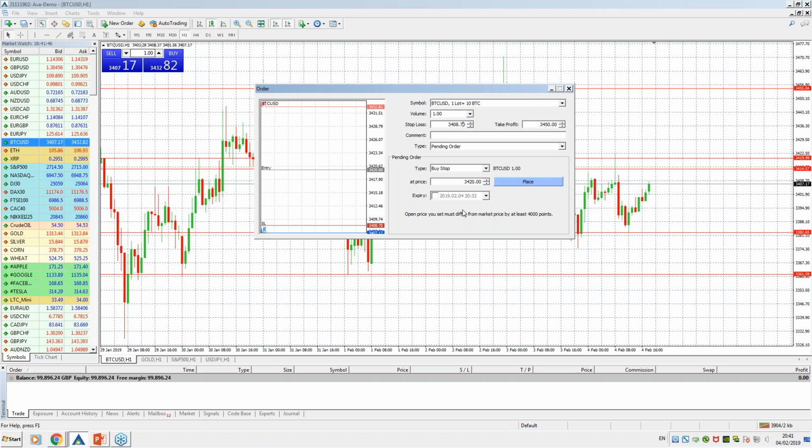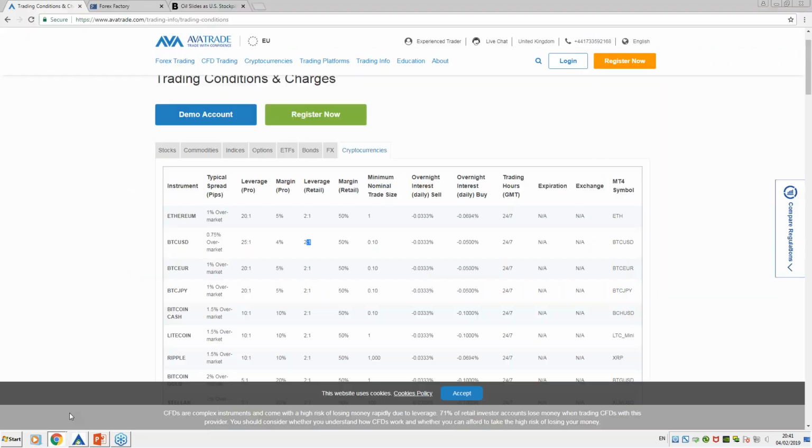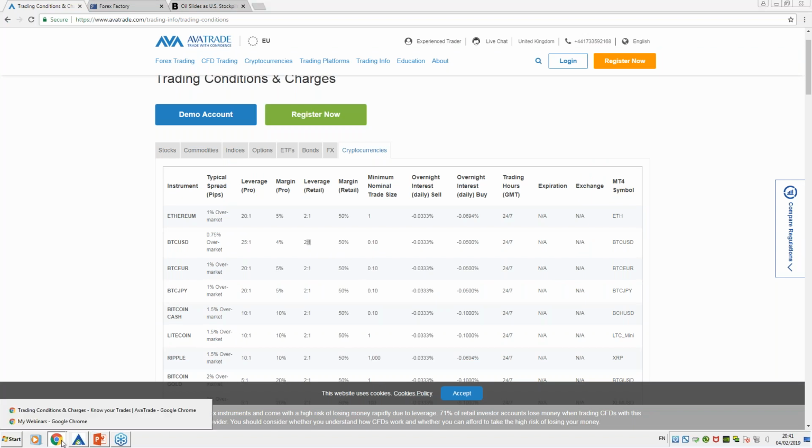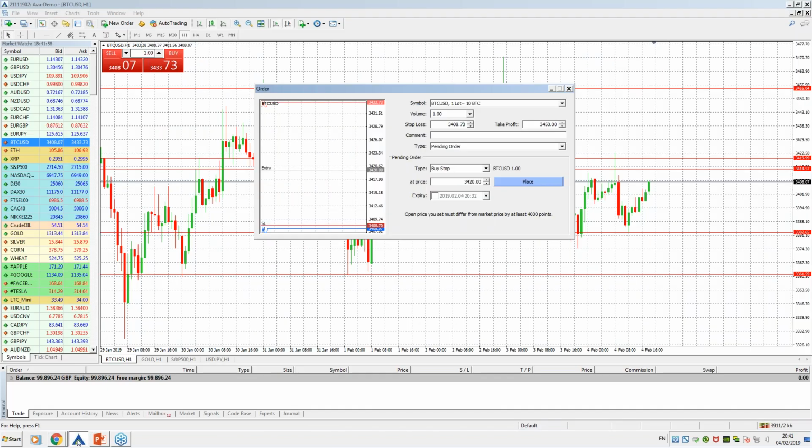So the leverage we looked at is 2 to 1, so 50% with the retail leverage. Then how much would you have to put in margin? If your position size is 34,000 and you have to put 50%, that's 17,000, half of it. So you'd have to have an account that has like 20,000 in it to trade one full lot of Bitcoin.